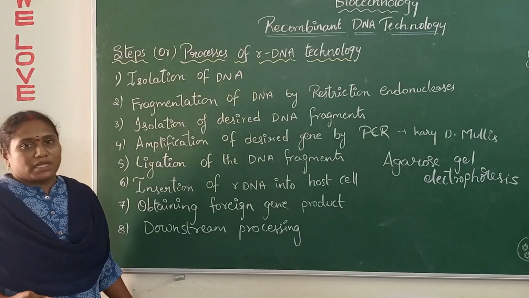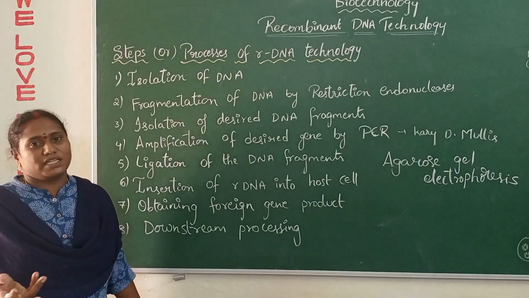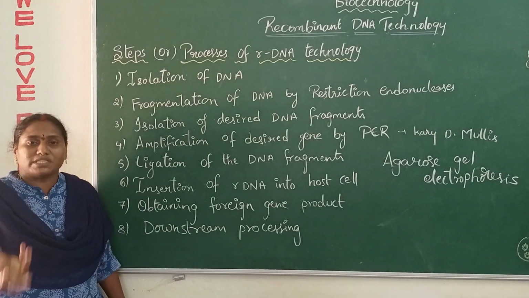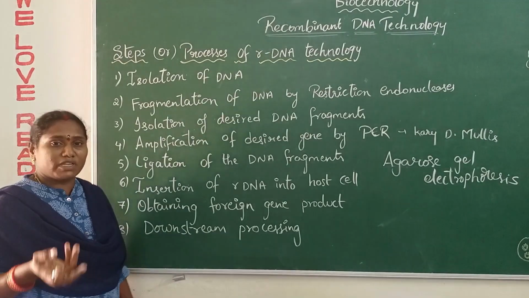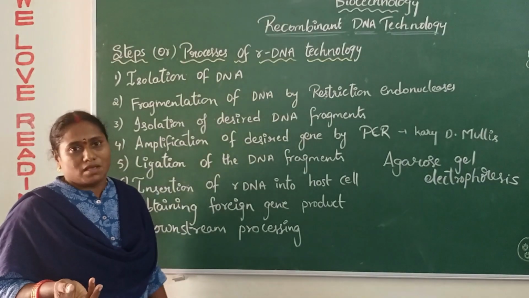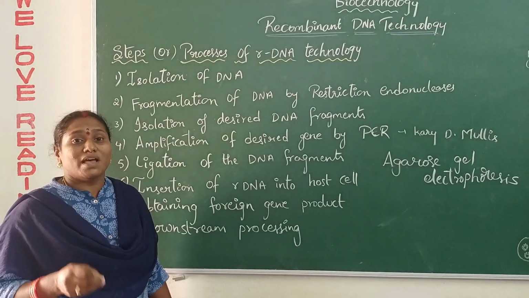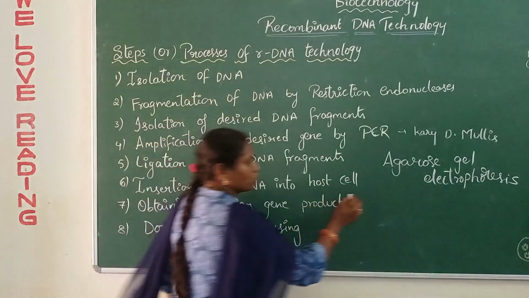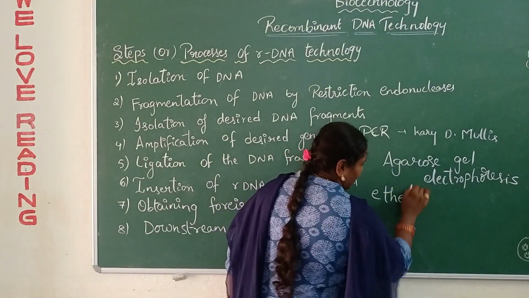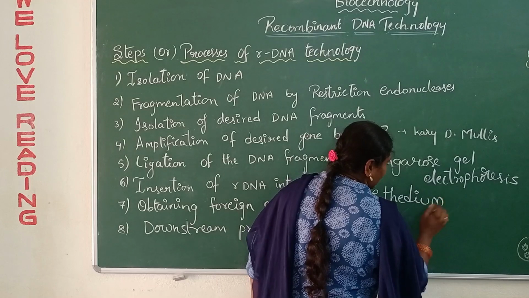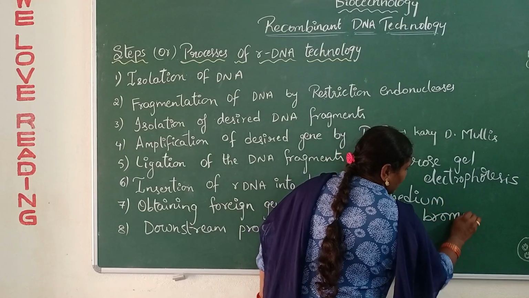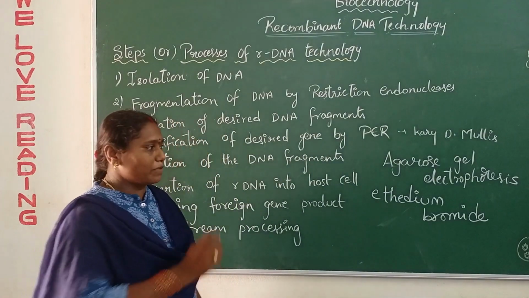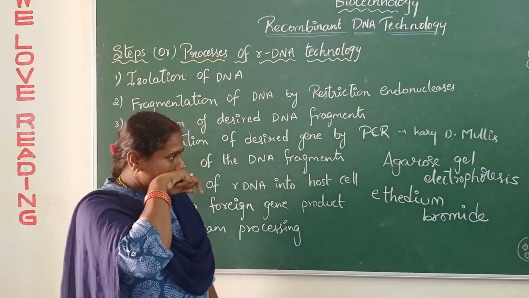And how to identify the DNA fragments in agarose gel? Many of them are having a doubt. How can we see the DNA fragments? How can we identify the DNA fragments? For this we are going to use a staining technique called ethidium bromide. This is a coloring agent. When we are adding this ethidium bromide, it gives a particular color and we can identify the DNA fragments.